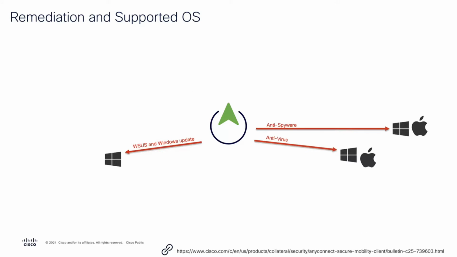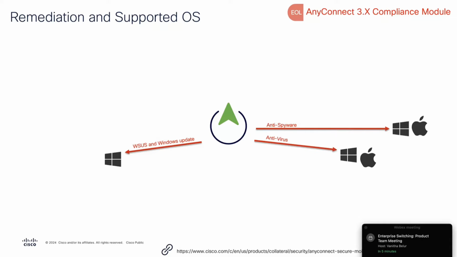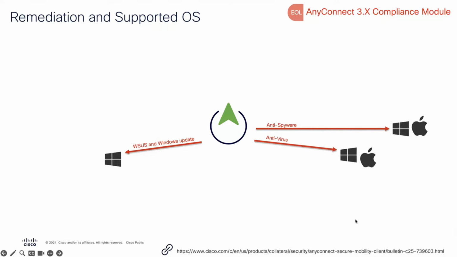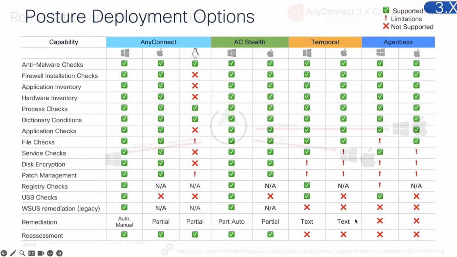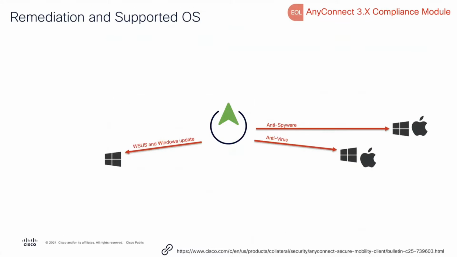And these three, anti-spyware, antivirus, Windows Update, and OS Update, were dependent on the AnyConnect 3.x compliance module, which was already called end of life long back. So you can make use of alternative remediation methods rather than depending on them.